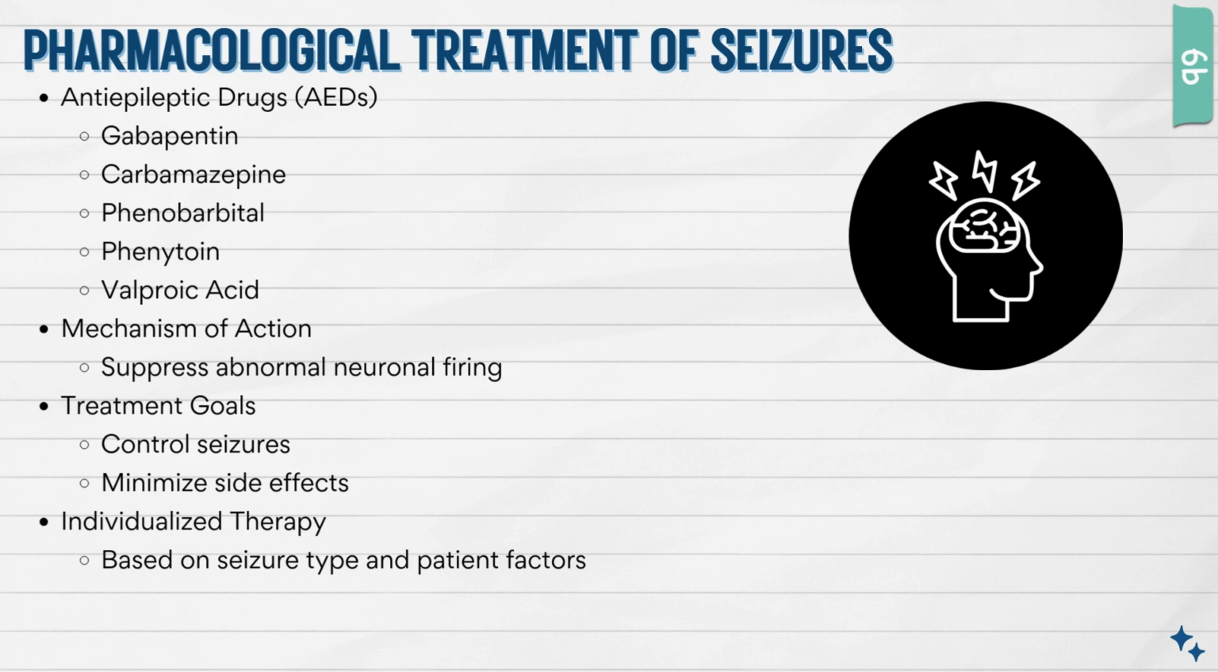Treatment is highly individualized. There is no one size fits all for what medication is given to patients. And we take many considerations into play when we do this, like the type of seizure, how old the patient is, if they have other comorbidities, potential other drug interactions that may occur, but also what caused the seizure to begin with, okay.